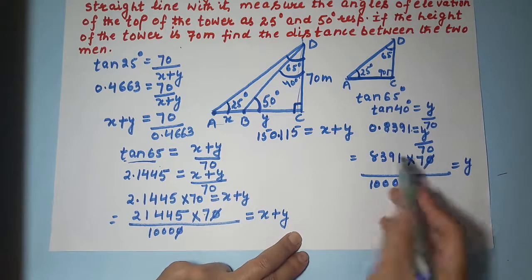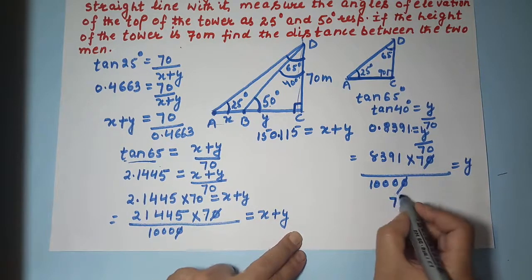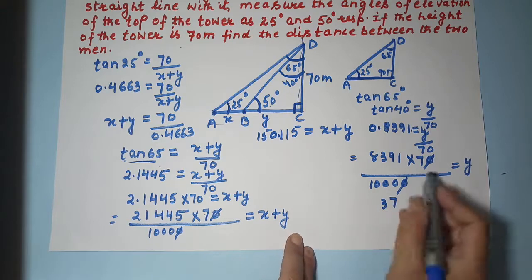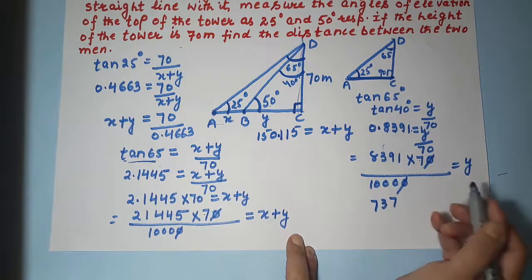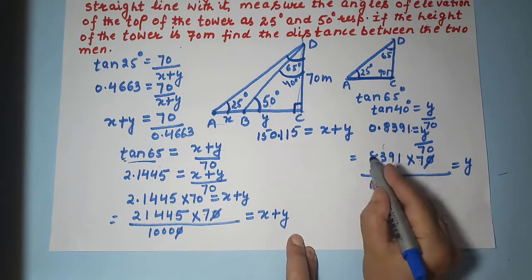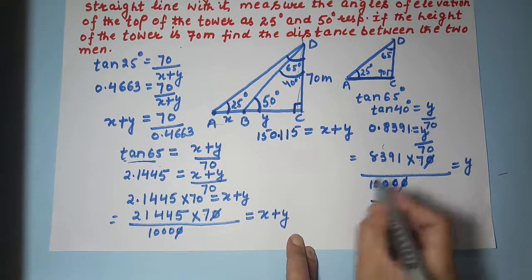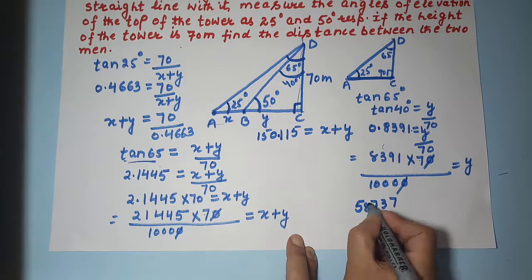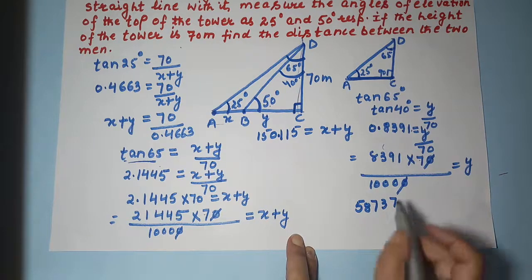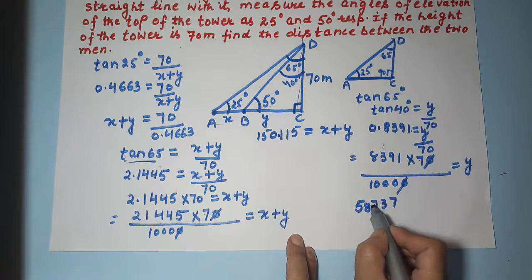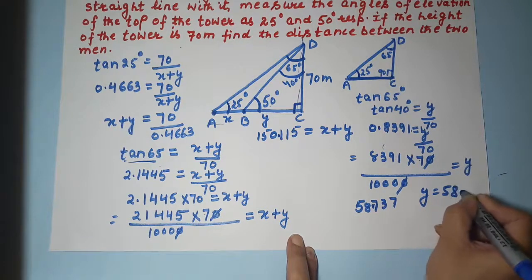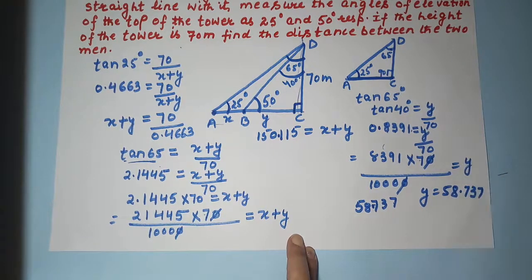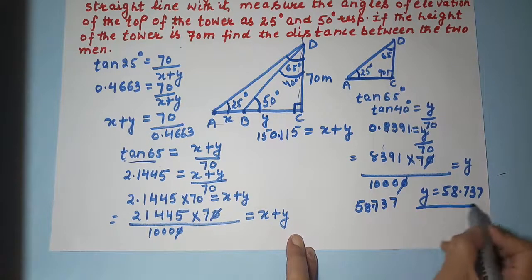Now I can multiply this. This will give me 7. 7 9s are 63. 6 carry. 7 3s are 21. 7. 2 carry. 7 8s are 56. 57. 58. Right? Now how many zeros? 1, 2, 3. So point here. So what is my y now? 58.737. Fine, you got this value for y.